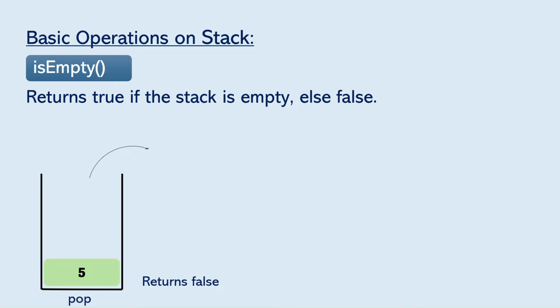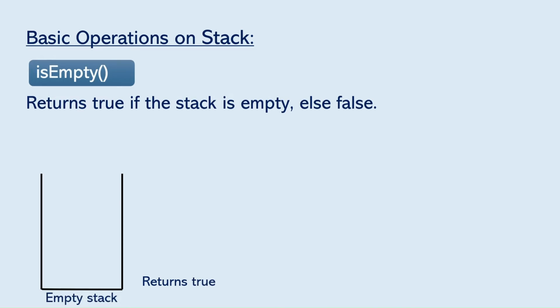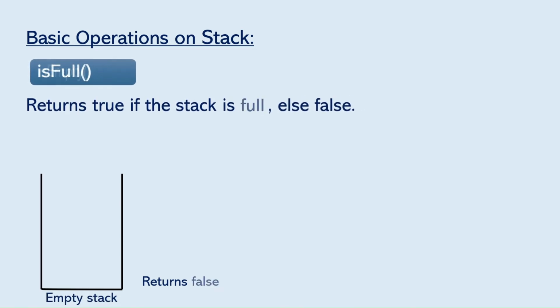Now let's try to pop the element from the stack. Now the stack is empty. So is empty function returns true. Let's move on to the next function, is full, which returns true if the stack is full, else false. In this case, stack is empty, so it returns false. So now we saw all the basic operations on stack.